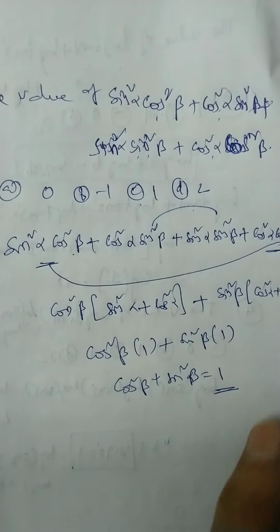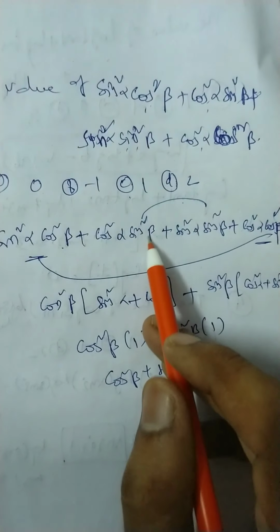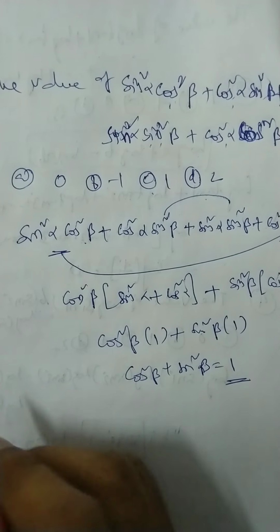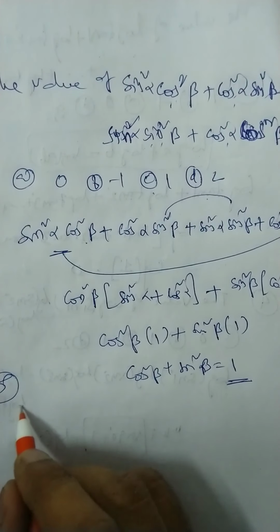Here you can also do the problem in another way by taking sin square alpha common from first and third, and you can gather these two, and next you can take cos square alpha common from second and fourth and gather these two. In that way also we can get the value as 1. Now we'll see another problem.